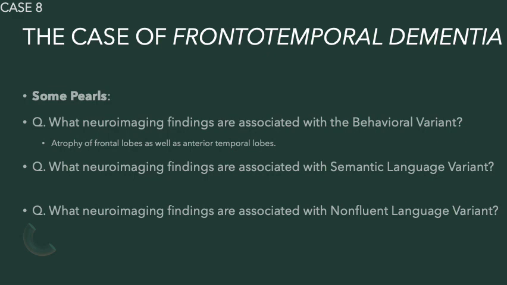What neuroimaging findings are associated with the semantic language variant? Atrophy of middle, inferior, and anterior temporal lobes, asymmetrically with the left greater than right.